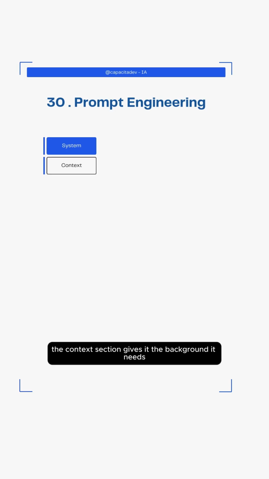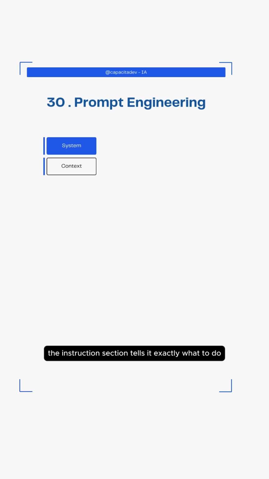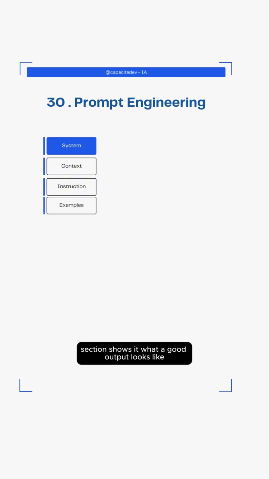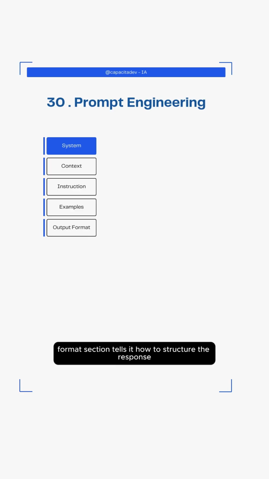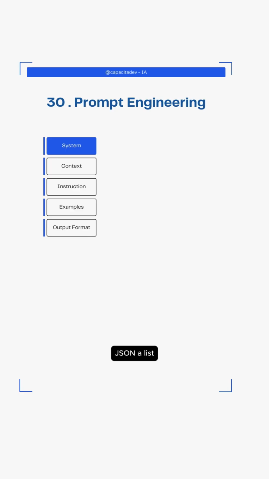A well-structured prompt has layers. The system section sets the model's role and how it should behave. The context section gives it the background it needs. The instruction section tells it exactly what to do. The example section shows it what a good output looks like. And the output format section tells it how to structure the response. JSON. A list. A single sentence.